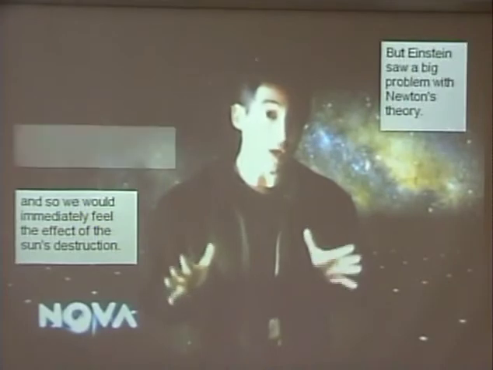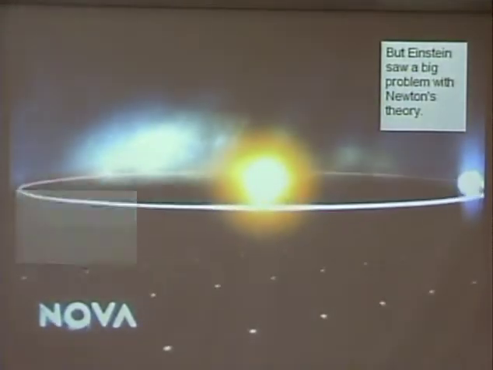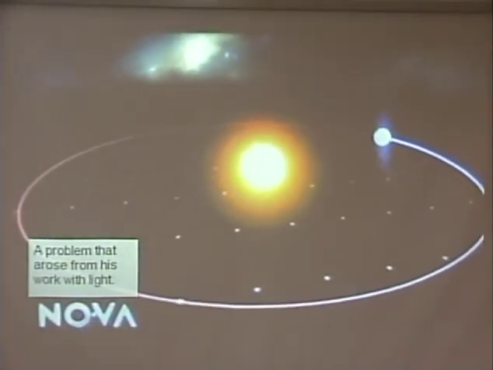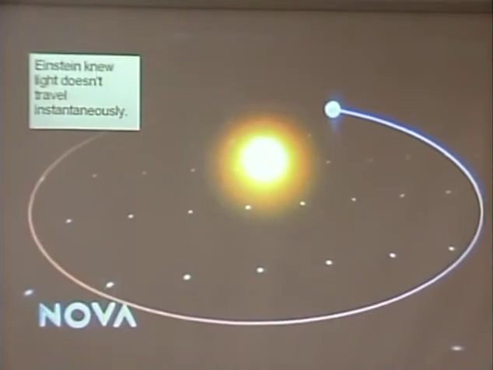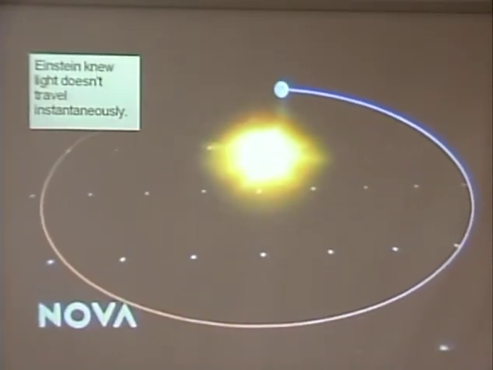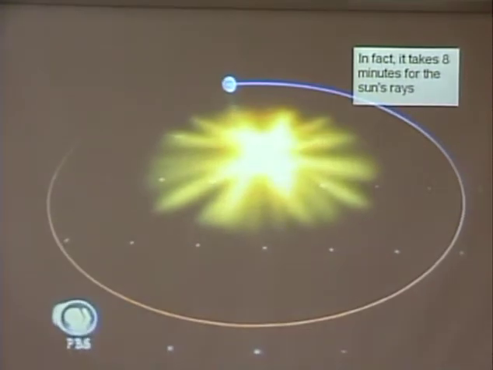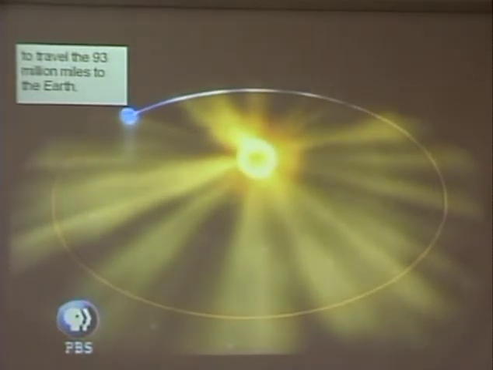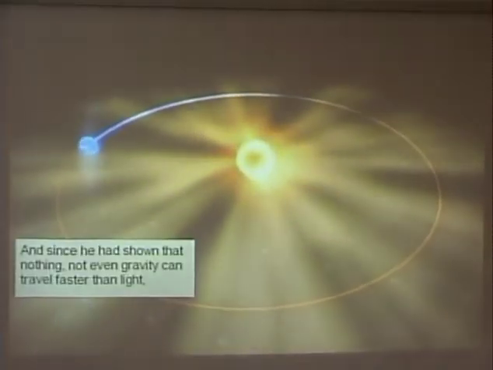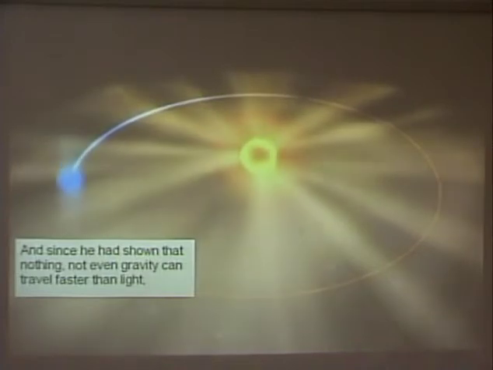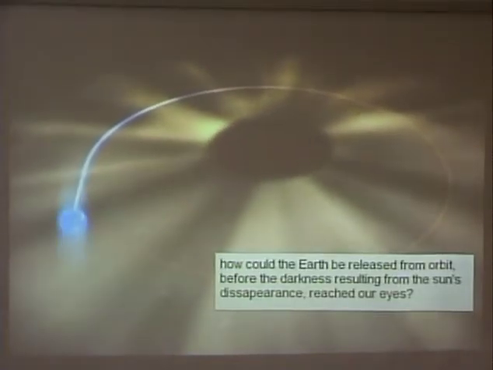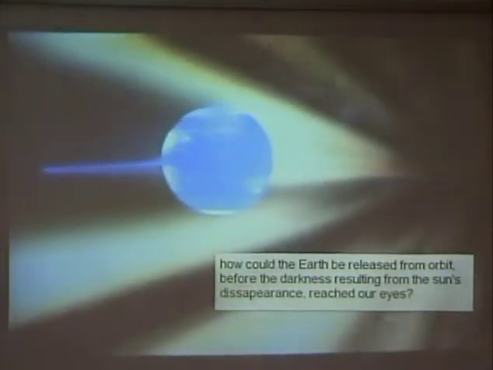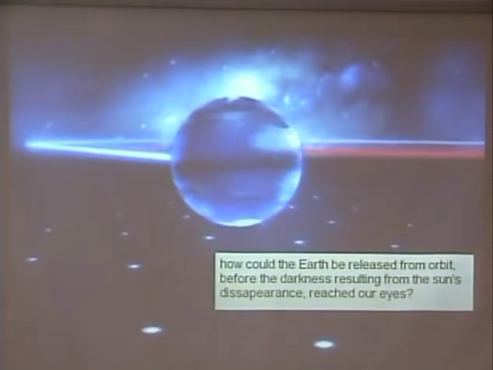But Einstein saw a big problem with Newton's theory. A problem that arose from his work with light. Einstein knew light doesn't travel instantaneously. In fact, it takes 8 minutes for the sun's rays to travel the 93 million miles to the Earth. And since he had shown that nothing, not even gravity, can travel faster than light, how could the Earth be released from orbit before the darkness resulting from the sun's disappearance reached our eyes?